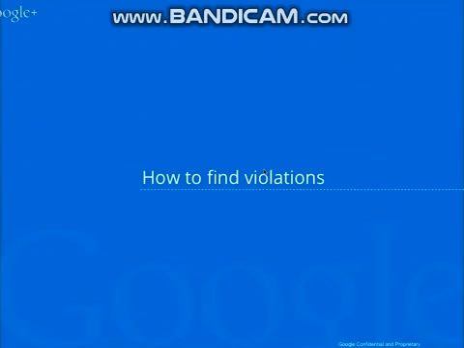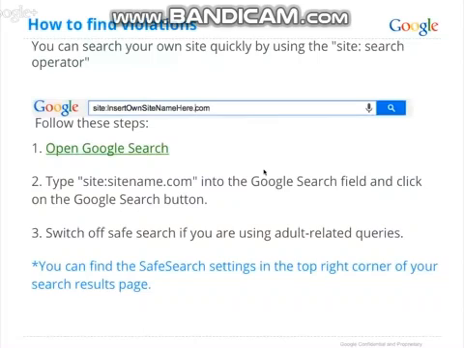How to find the violations next? You can search your own site quickly using the site: search operator within Google. Those three steps are, and you will have this presentation afterwards to go through: you open Google search, you type in site:sitename.com, with sitename being your actual site, into the Google search field, and click on the Google search button.